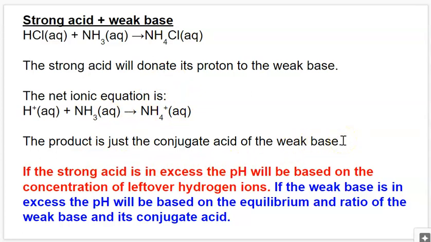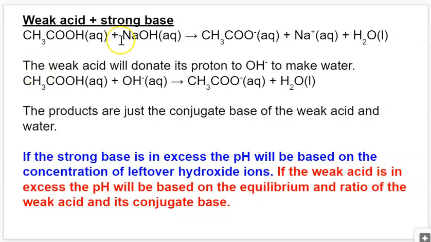Now, if we want to know what the pH of the solution is going to be after this happens, we're going to need to know what's in excess. If the strong acid is in excess, the pH will be based on the concentration of leftover hydrogen ions, because the ammonia is going to be completely converted into ammonium, and we're going to have some H plus left over. However, if the weak base is in excess, the pH is going to be based on the equilibrium and the ratio of the weak base to its conjugate acid, and it's going to get a lot more complicated. And we're not going to talk about that one today.